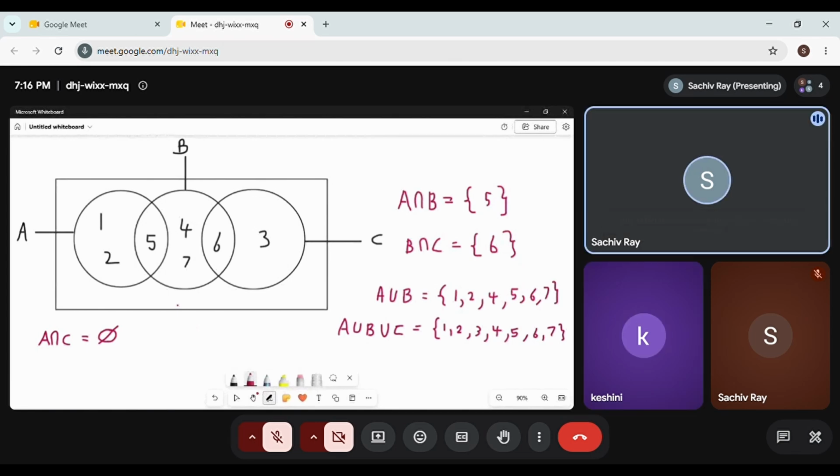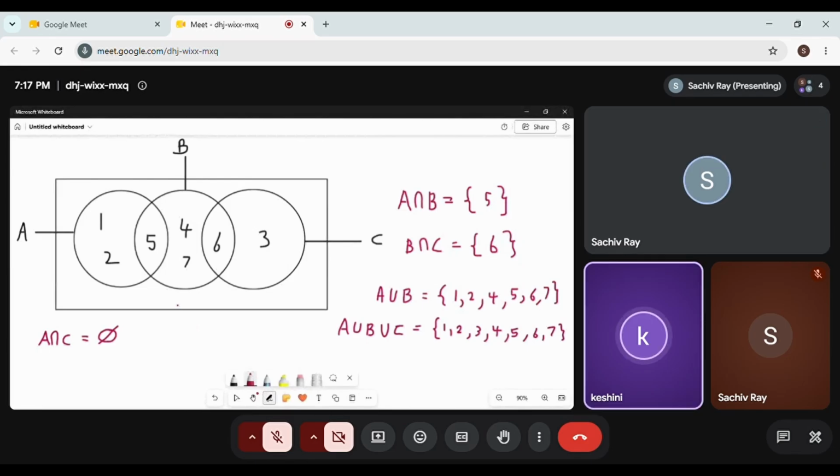So you can take this down as an example. Just write example number 2. Copy this Venn diagram and write these sets nicely.